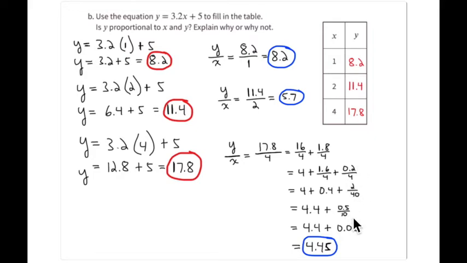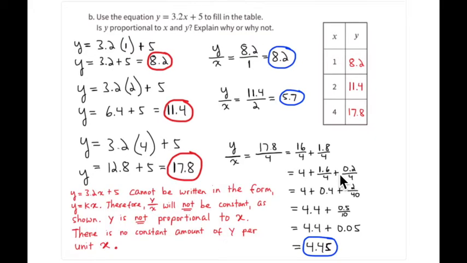And this is a little bit tough. There's probably an easier way to do this. Not seeing it right now, but so 2/40, divide each of these by 4, you get 5/10, which is 5/100. So 4 4/10 plus 5/100 is 4 45/100. Anyway, the point is that this is not a constant amount. It changes. So when the values for x change, the amount of y per single unit x also changes. So it's not proportional. It's not a constant amount.